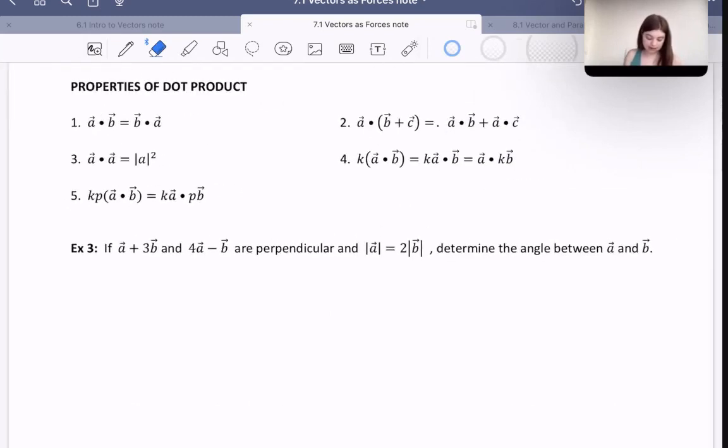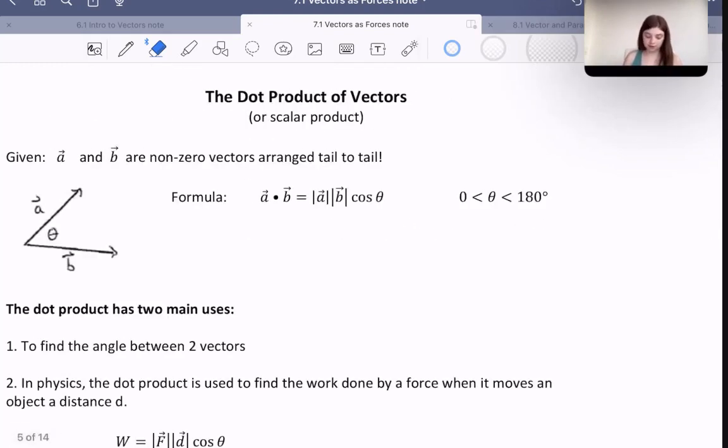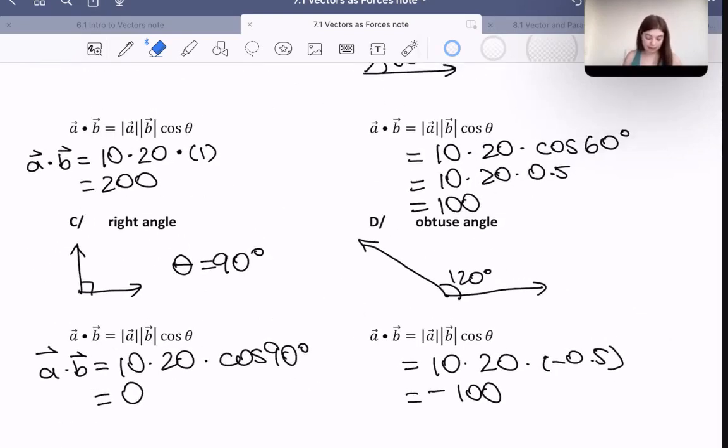It asks: if vector A plus 3 vector B and 4 vector A minus B are perpendicular, and the magnitude of vector A is equal to 2 times the magnitude of B, determine the angle between A and B. Well, first things first, if we know that they're perpendicular, that means what? That means that they have a 90-degree angle. And if we recall, whenever we have a 90-degree angle, what does that mean? That means that the dot product is 0.